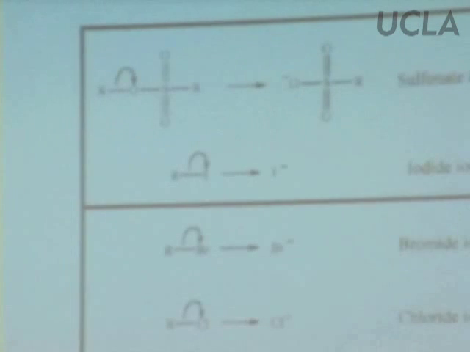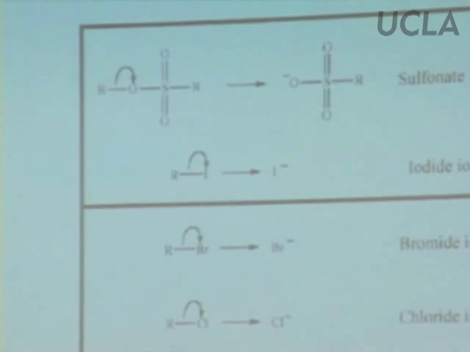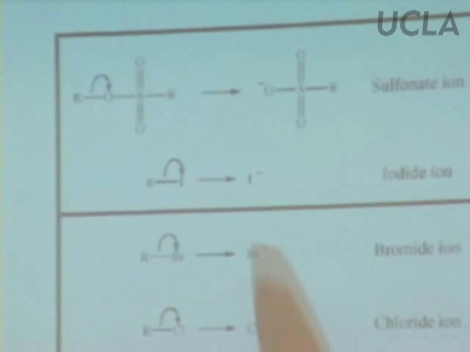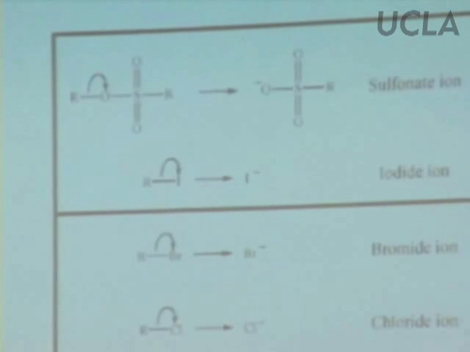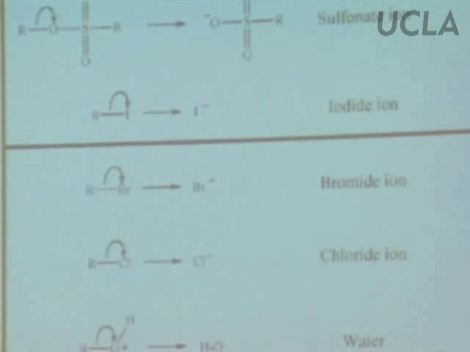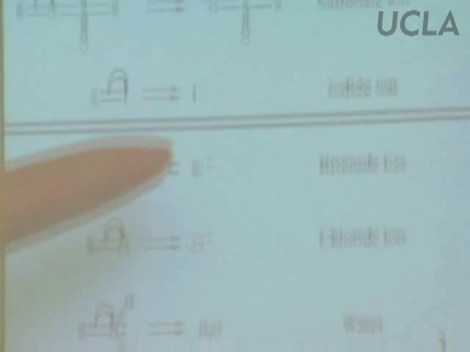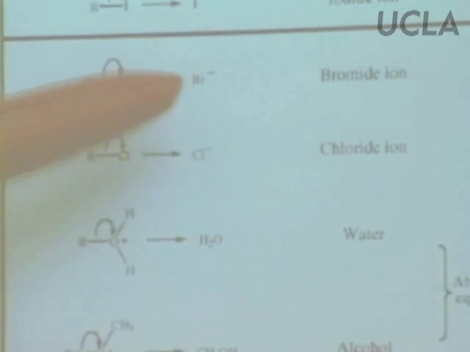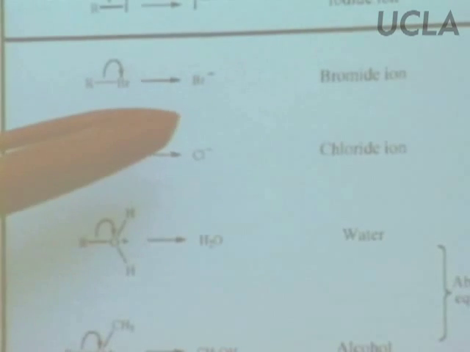All right, now in the middle, we have a group of leaving groups that are pretty close in terms of their ability to leave. They're not the best, but they'll do just fine. So we have bromide, chloride, water, and an alcohol. So let's start with bromide and chloride. These are not as good as iodide. Why do you think that would be?